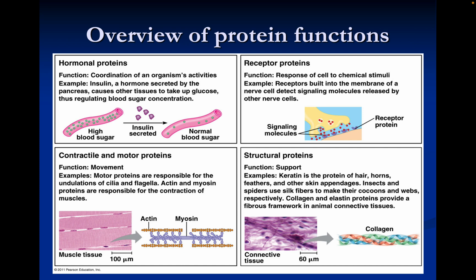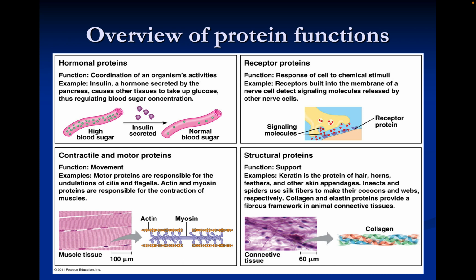There are hormonal proteins as well. These function to coordinate an organism's activities. For example, insulin is a hormone secreted by the pancreas, and it causes other tissues to take up glucose, thus regulating blood sugar concentrations.